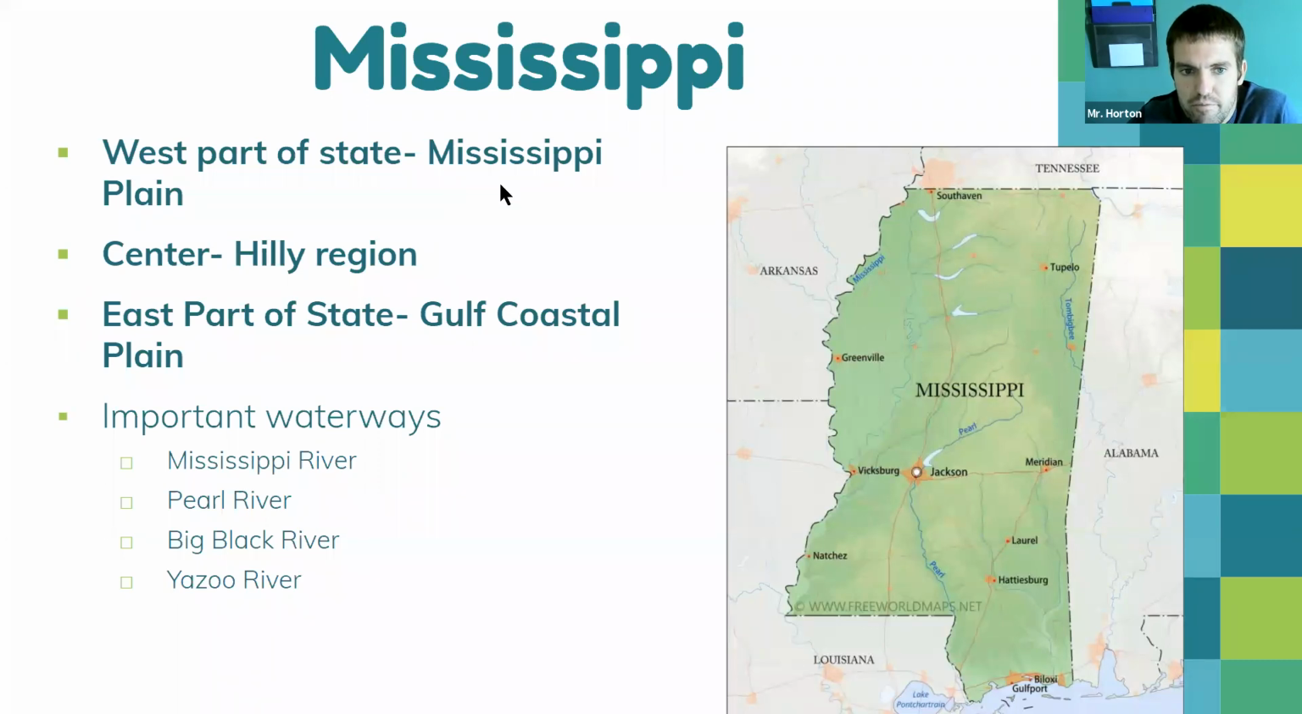So Mississippi is divided into three parts, split into three regions. What do we write down? Just put Mississippi divided into three parts.